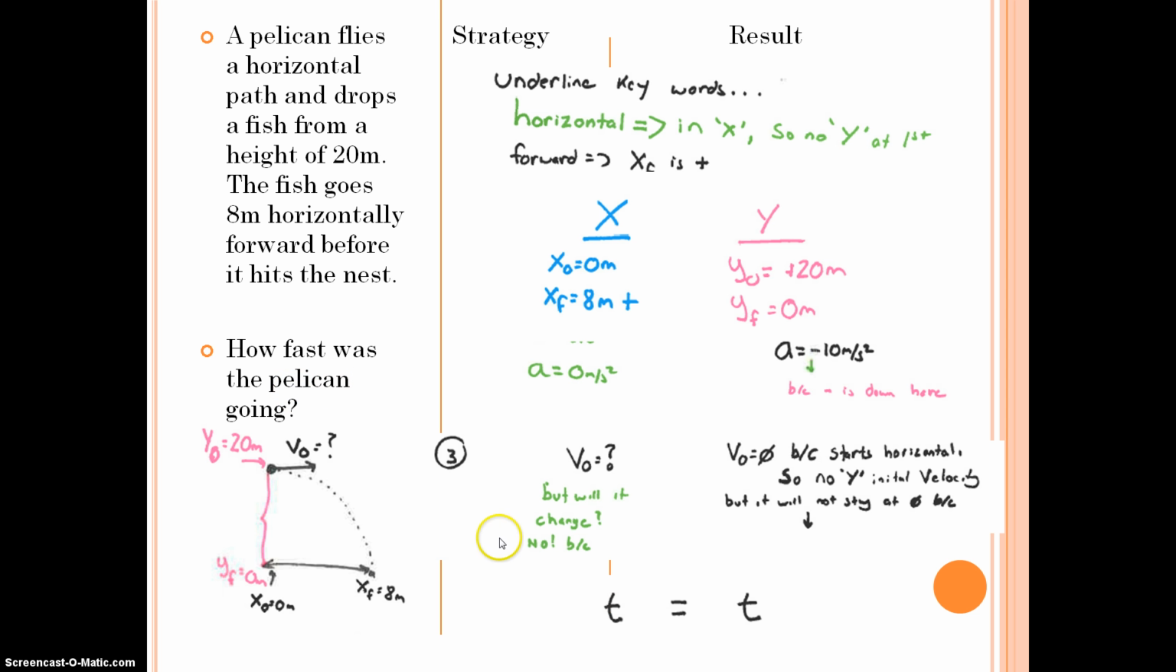Number 4, the times are the same. So I'm going to write time equals time here. That's my reminder. If I find time, let's say, in the y direction, I could use that in the x to find what I need. And the 5th strategy is solve, so let's do it.